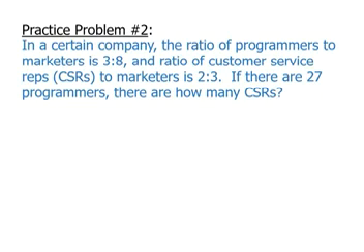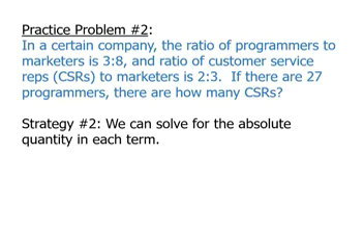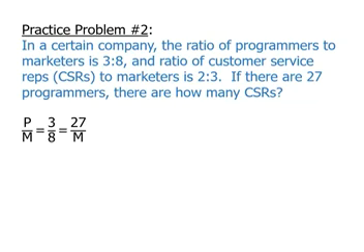Well, here, of course, we could find equivalent ratios, but also we're given a number. So the strategy we're going to use, we can simply find the absolute quantity for each term one at a time. So we're given the number of programmers, and the only ratio with programmers is programmers to marketers. So we're going to have to use this to find the number of marketers. So 3 to 8 equals 27 to m.